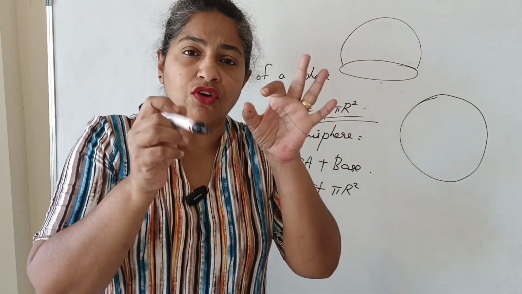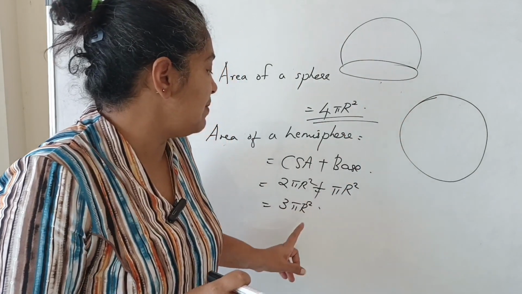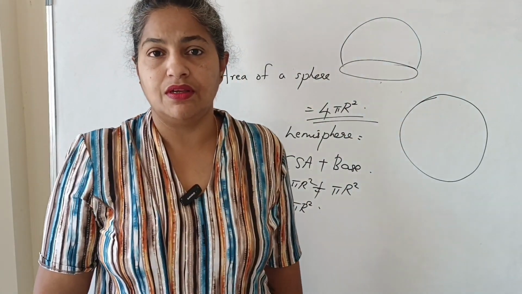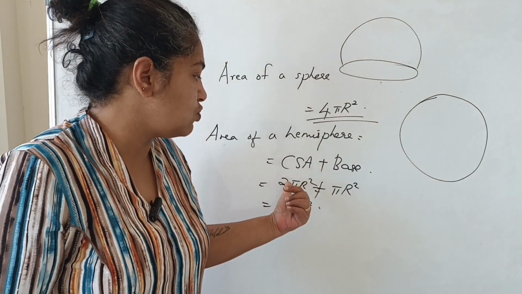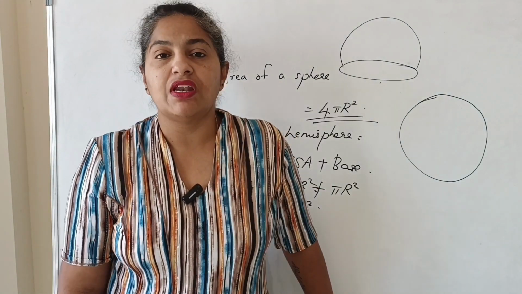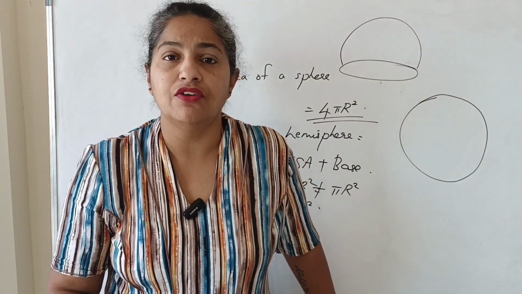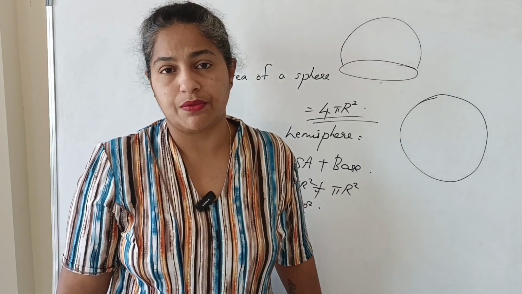So in the case of the area, it is not just 2 pi r square. We need to add the base area also, which is 3 pi r square. But you should also know how to split it as 2 pi r square and pi r square. Suppose they are asking you to find only the curved surface area, you should know that you need to find only 2 pi r square.